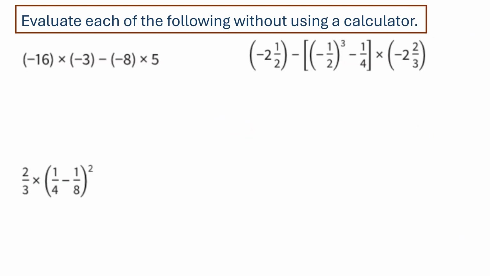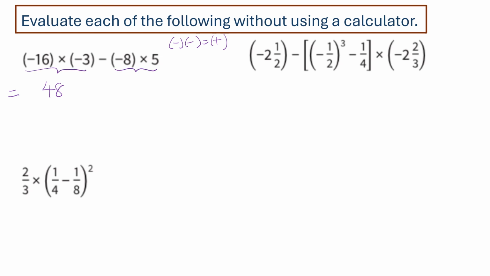On the second last slide, we're going to evaluate each of the following without using a calculator. Let's look at the first question. Right, so we have -16 times -3. Negative multiplied with a negative will give you a positive number. So that will give us positive 16 times 3, that is 48. Usually for positive 48, we will write it as 48. We don't have to write the positive in front. Okay, so these two are done, and then we have to work out the times first.